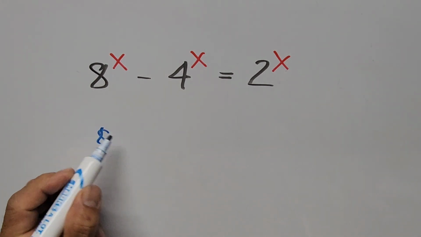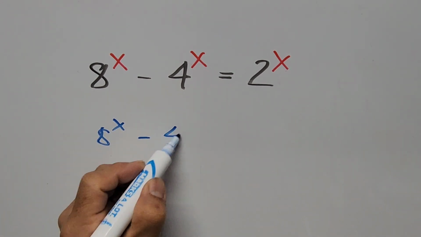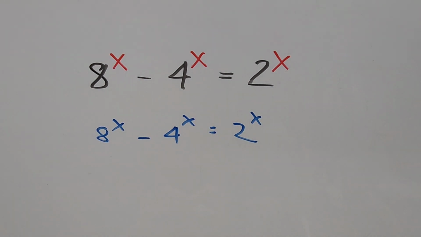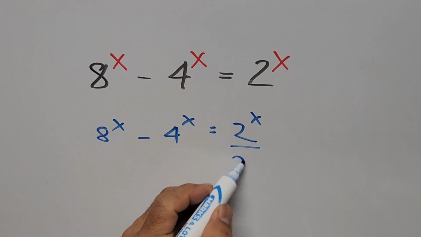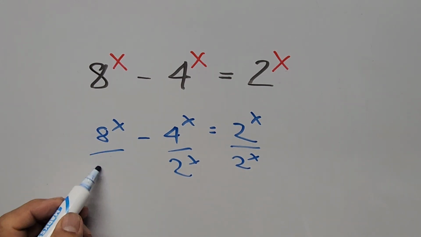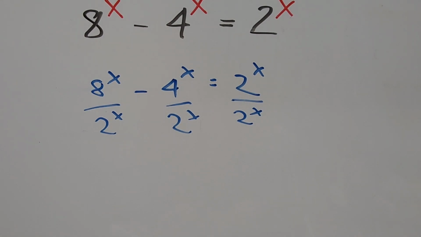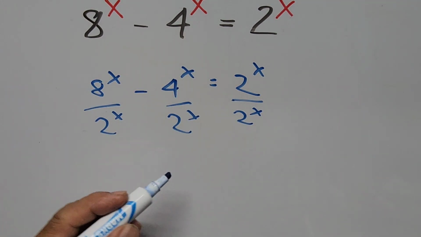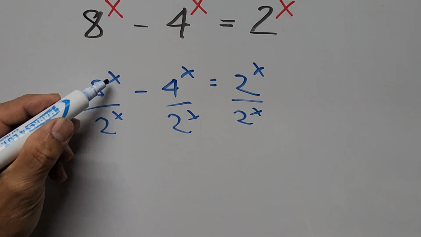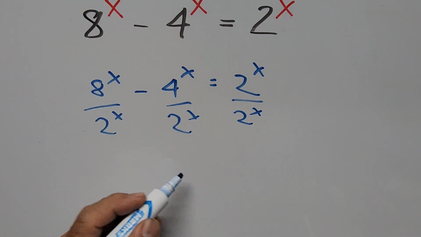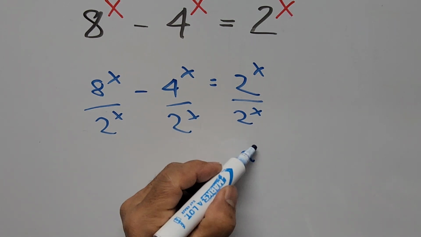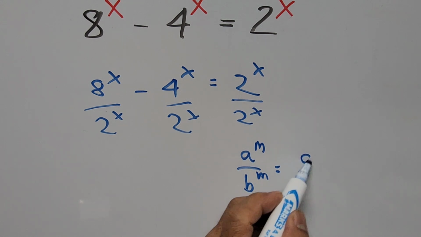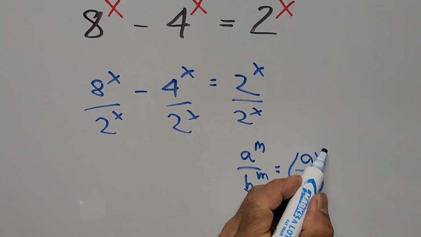So 8 to the power of x minus 4 to the power of x equals 2 to the power of x. So let's divide the whole equation by 2 to the power of x. And from here, what you notice, they're all the same exponent x now, right? So here we have the exponent formula. Since we have the same power or exponent, from the formula we have a to the power of m over b to the power of m is equal to a divided by b to the power of m.